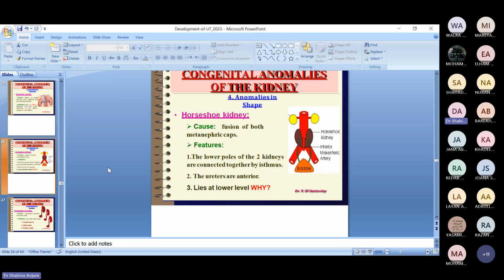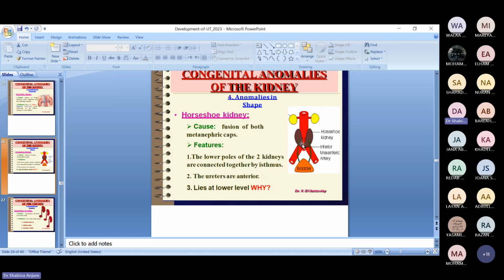Horseshoe kidney. So what will happen? The two metanephros, or two metanephric caps, will fuse with each other. At the lower pole you can see this is one kidney, this is right, this is left, and they have fused at the lower pole. They have one isthmus by which they are connected with each other.